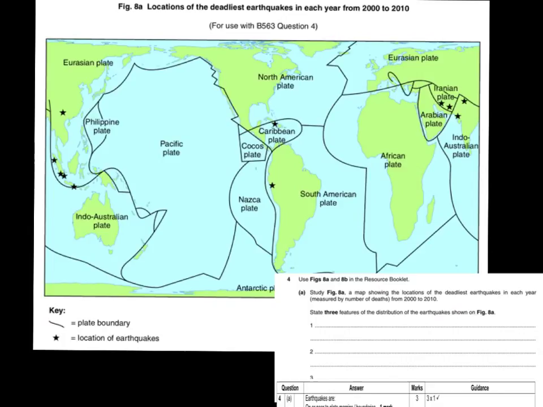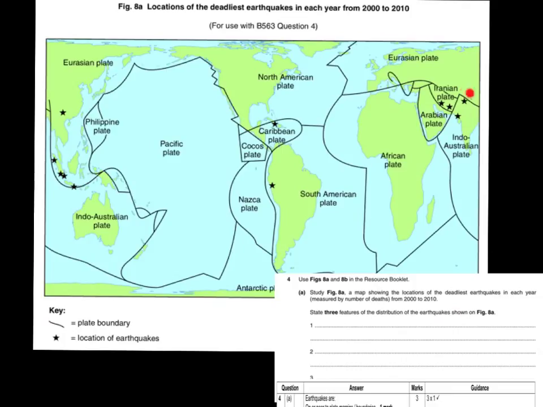Once you've actually unpicked the key and you've looked at what's on the map, the next thing I would always advise is literally run your finger over where the earthquakes are. In this case, you'll see there's a clump over here. There's 4 or 5 in fact over here, and then there's 1 there and there's 1 there. Now basically that's what you need to do. You need to say where they are.